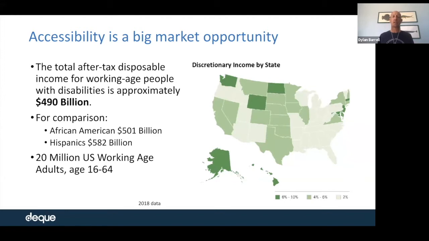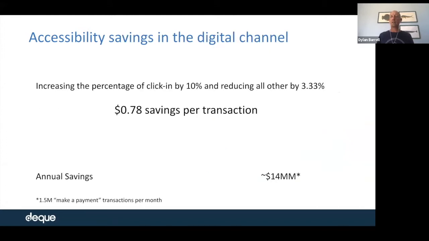So the after-tax disposable income for working age people with disabilities is approximately $500 billion. And just, sorry, $490 billion. And for comparison, the African-American spending of working age people is about the same size, about 501 billion, and the Hispanic market is about 582 billion. So we're talking about a significant market share, and this market share is growing as the population ages and gets bigger as well. And then there's looking at it in terms of the digital channel.